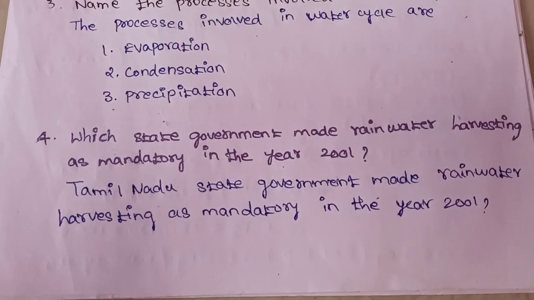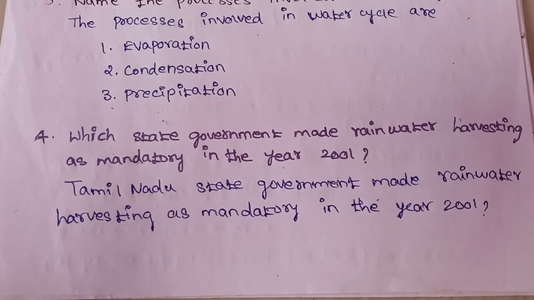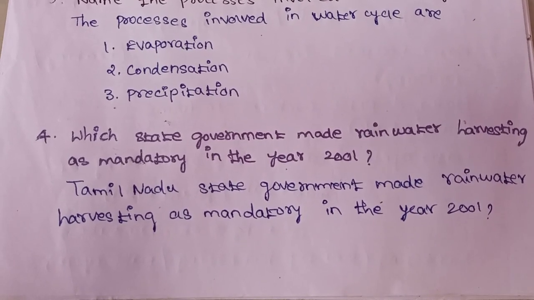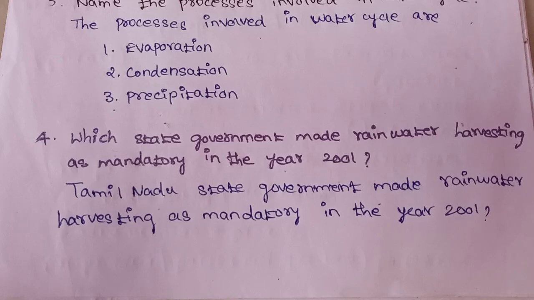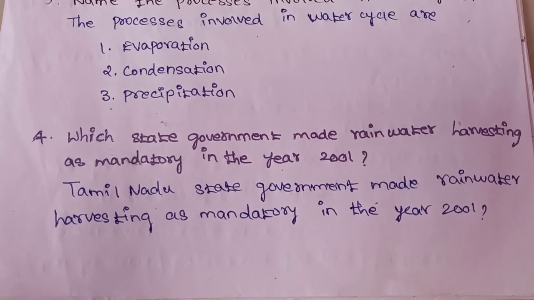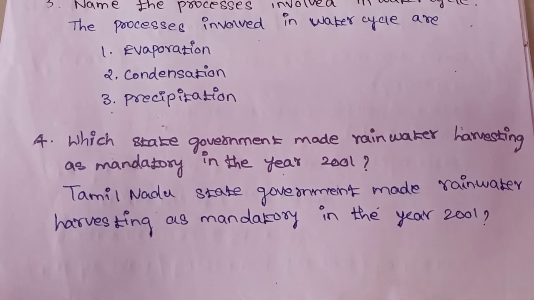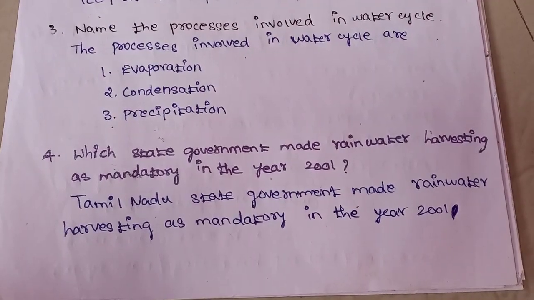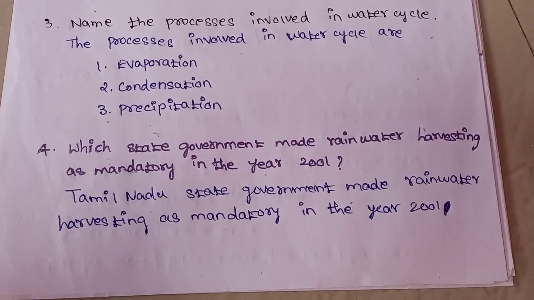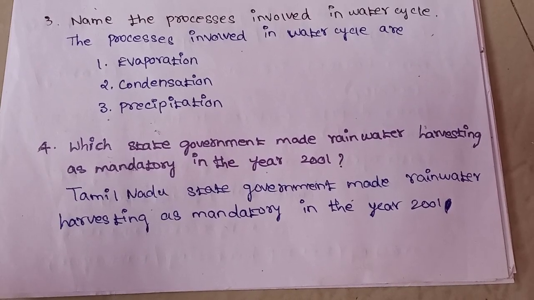Fourth one, which state government made rainwater harvesting mandatory in the year 2001? Tamil Nadu state government made rainwater harvesting mandatory in the year 2001. So, T-A-M-I-L-N-A-D-U is the Tamil Nadu spelling.